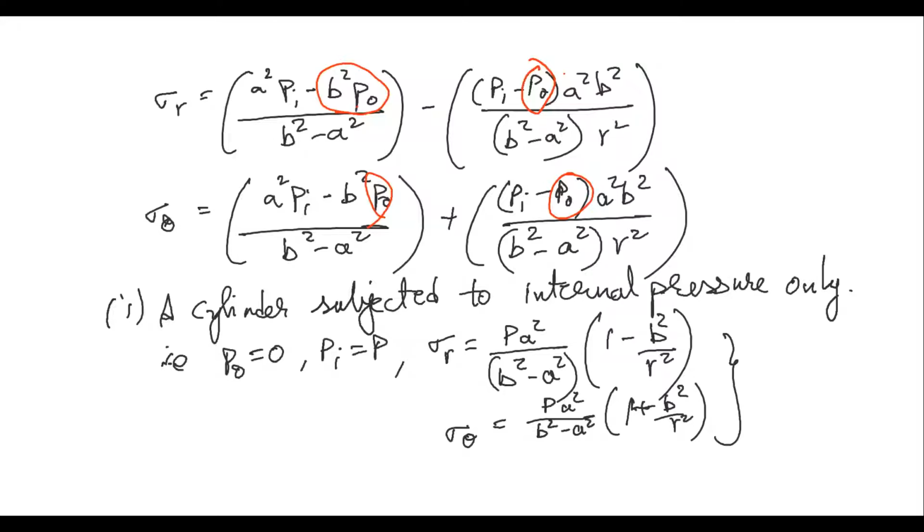So these are the two general equations, and this is the case when the external pressure is 0. And in this case, you can also draw the stress diagram if you want to see how it is going to look. That is, there is internal pressure and there is no external pressure. So the stress diagram for this is going to be like this.